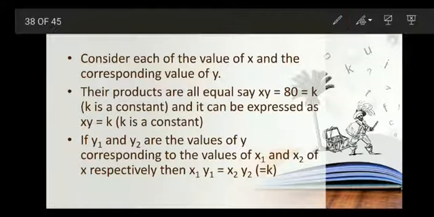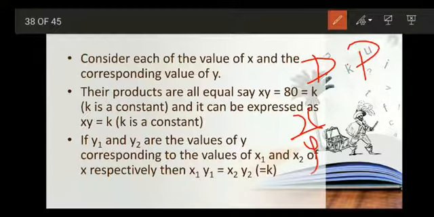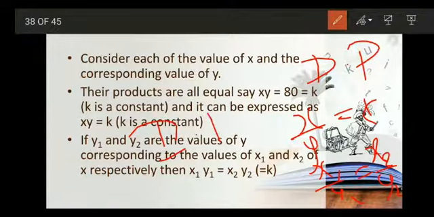Now we'll recap what is direct proportion and what is inverse proportion. Recall what we have in the case of direct proportion and what we have in the case of inverse proportion. When the quantities are in direct proportion, x by y is equal to k, or x1 by y1 is equal to x2 by y2. In the case of inverse proportion, xy is equal to k.